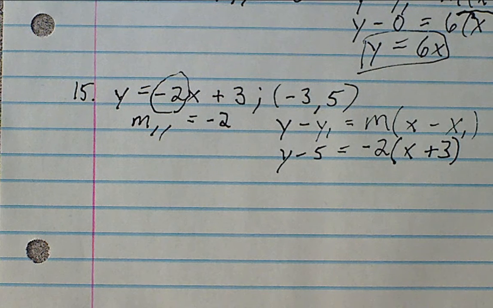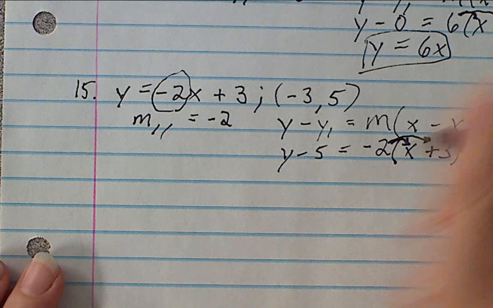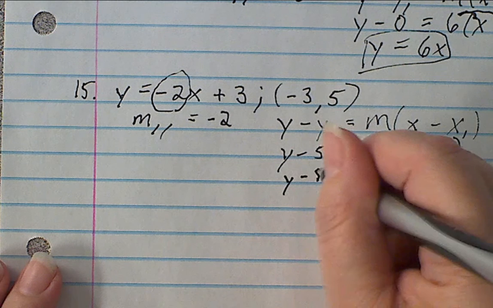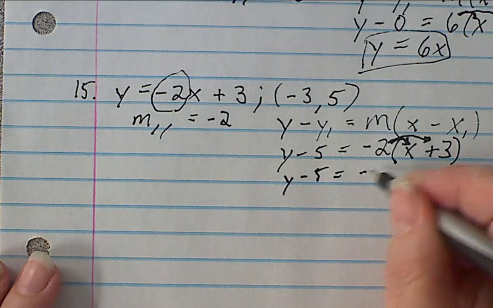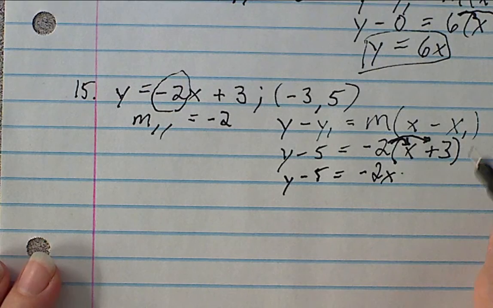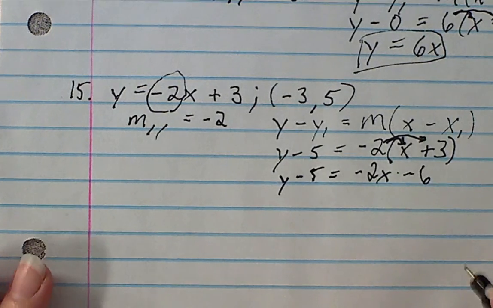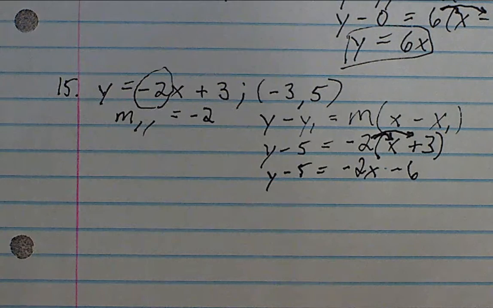Then I have to clean it up. So what is my first step? Yep, distribute, and I'm just doing it as a class for this morning. So y minus 5 is equal to negative 2 times x, which is negative 2x. Negative 2 times 3 is negative 6. We only have one last thing we have to do. What do we have to do?